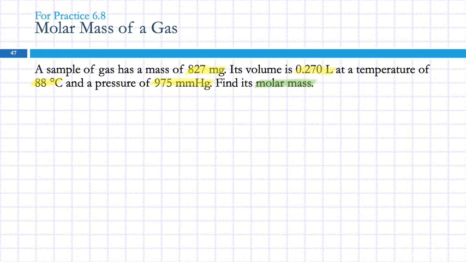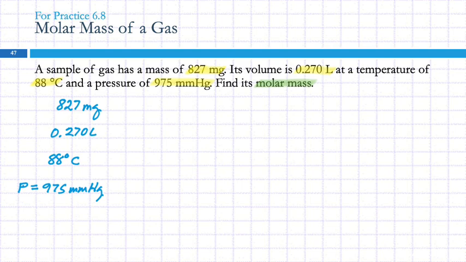So we can take these numbers that were given and write them down and identify what they represent. So we have 827 milligrams, 0.270 liters, 88 degrees Celsius, 975 millimeters of mercury. So this last one is the pressure, right? It actually says that in the problem, the pressure of 975. So I'm going to call that P.